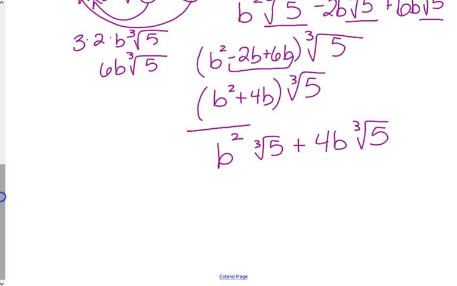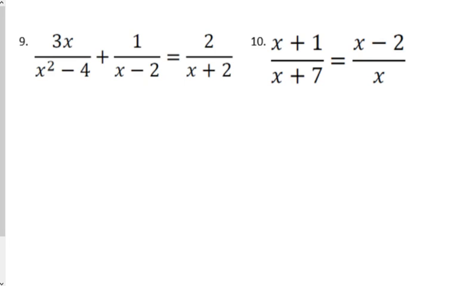Personally, I think this is going to be my best answer because it has the fewest number of things written. But if you were to write b squared cube root of 5 plus 4b cube root of 5, I wouldn't hold it against you. All right, so finally, we have our two questions that are coming from a different unit so that we can be prepared.